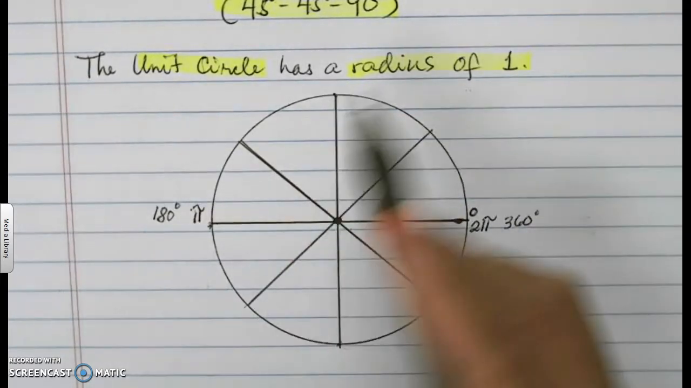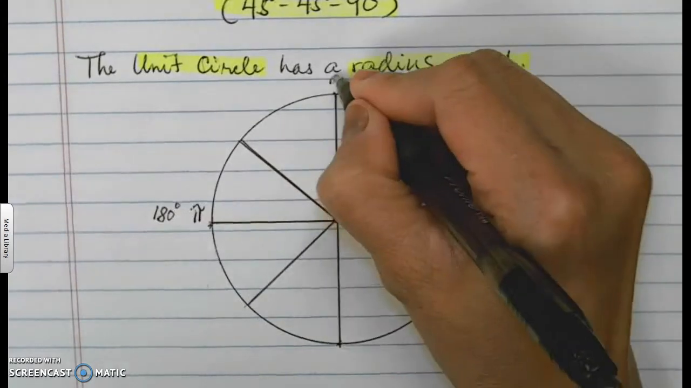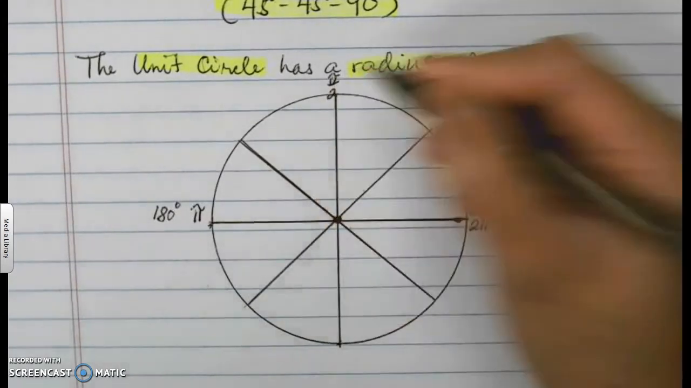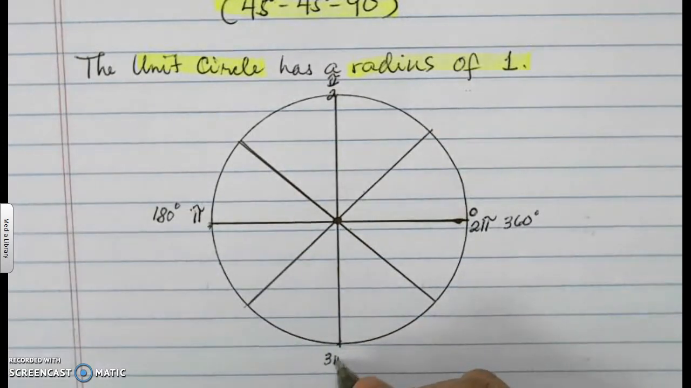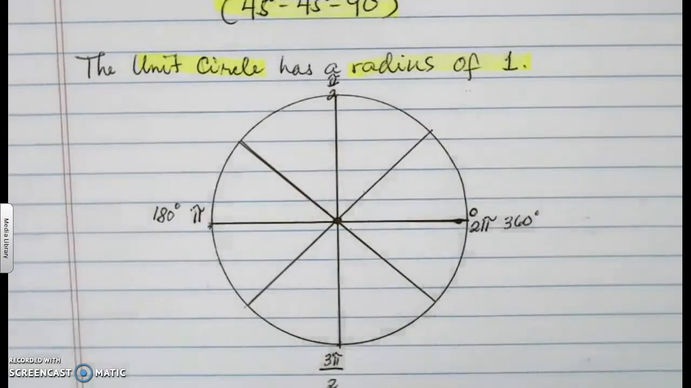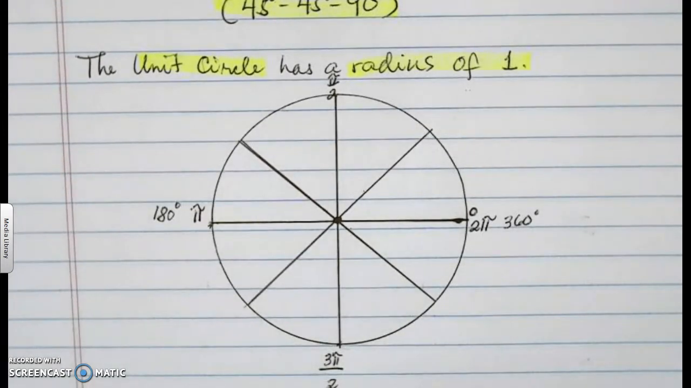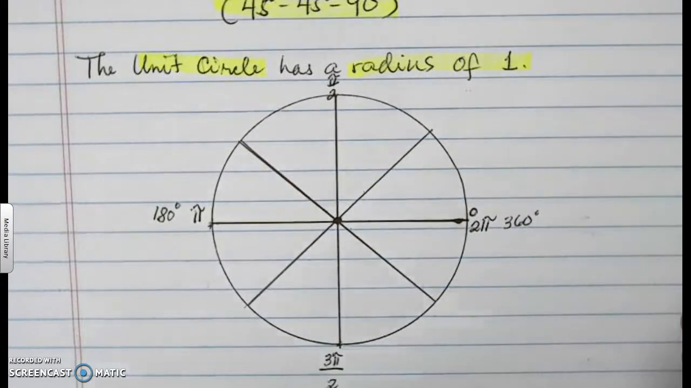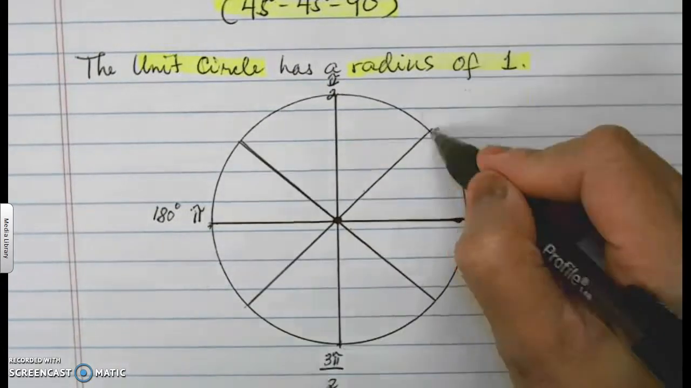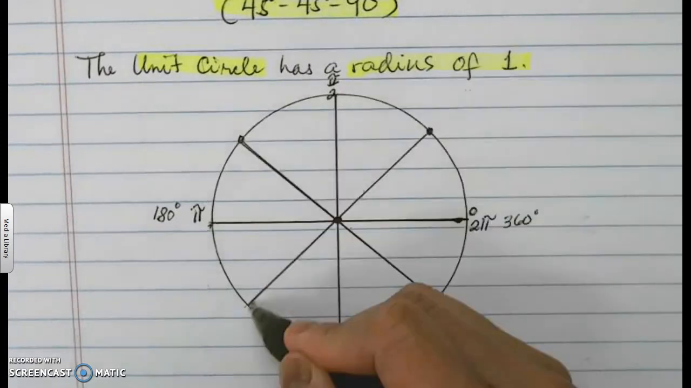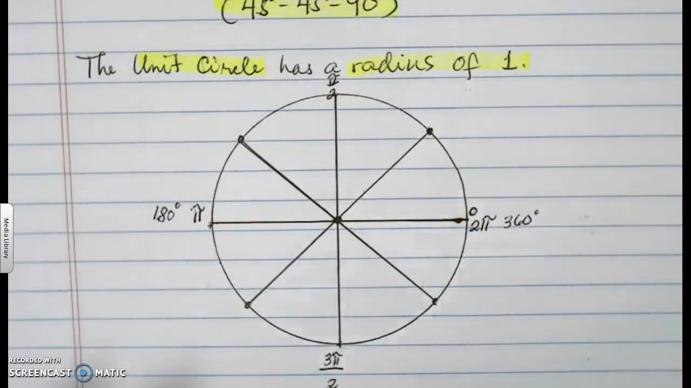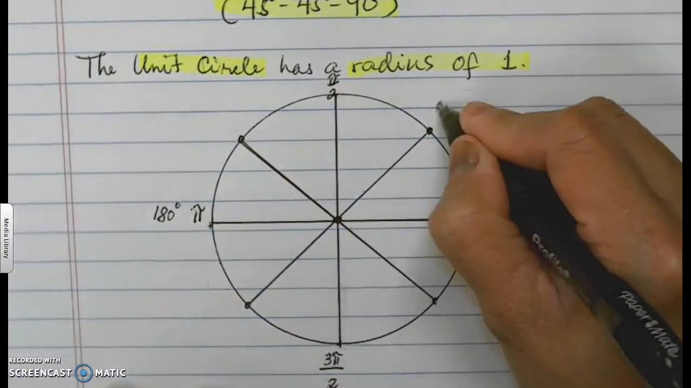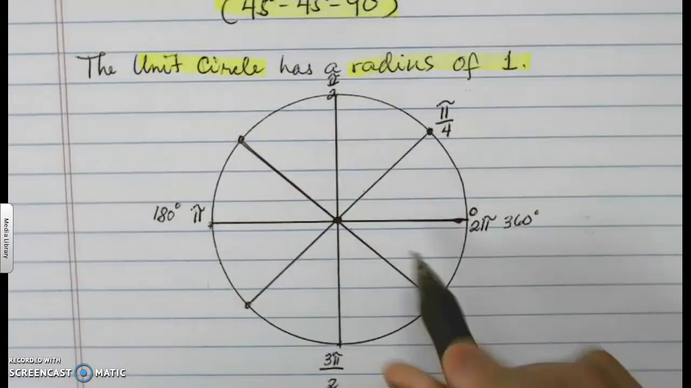This right here, once again, is pi over 2, and this is 3 pi over 2, and you are going to go ahead and do all these points right here. So 1, 2, 3, and 4, those. So I'm going to call this my pi over 4 because now I have 4 slices.